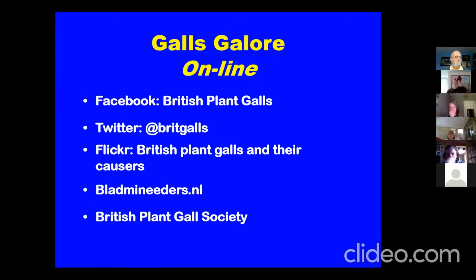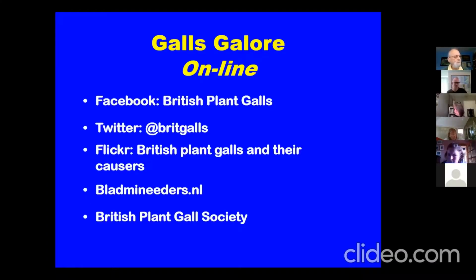So that's a quick run through some galls. All of this information and more about galls are available here on these various websites. I can recommend the Dutch one, Bladmineerders, which has many photographs, and it's like an online encyclopedia. And for those of you that are interested in them, having mentioned them before, it includes leaf miners as well as gall causes. And we do have the British Plant Gall Society.